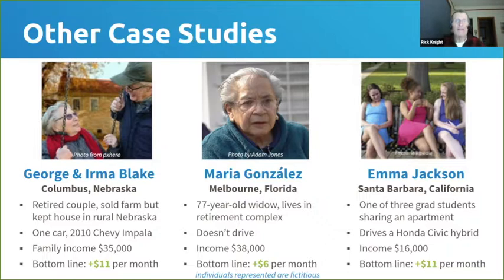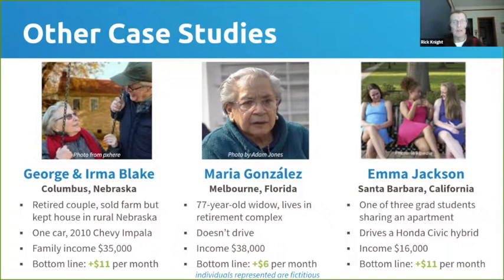Maria Gonzalez is an elderly widow living in a retirement home in Florida. She nets a benefit of $6 a month, which will help out a bit at Christmas time. And Emma Jackson is one of 3 grad students at UC Santa Barbara. Because these women share an apartment, Emma uses the selection I live with housemates for the living situation. With the expense sharing they've agreed to, Emma comes out ahead by about $11 a month.